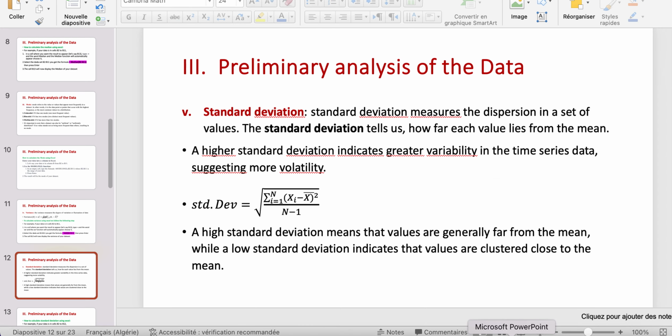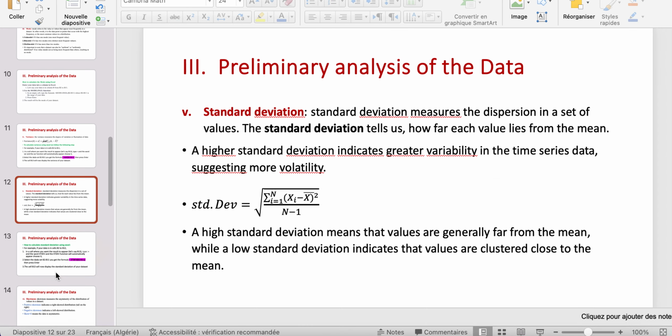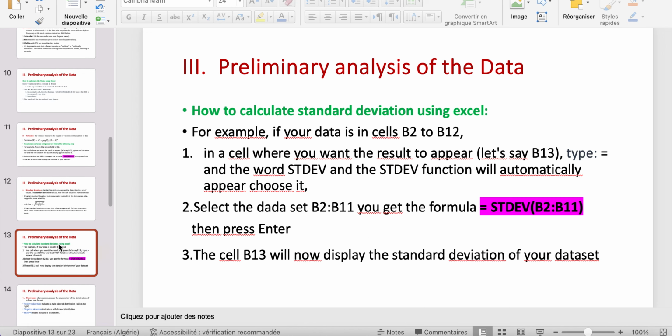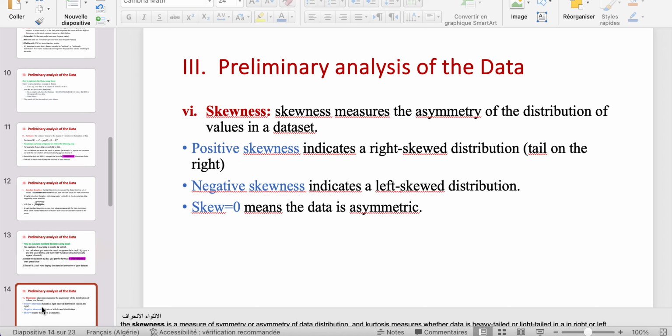Okay, so this is about the meaning and the measure of the spreadness of the values of the data set. So right now we go to the last one, the skewness and kurtosis. So we start with skewness.